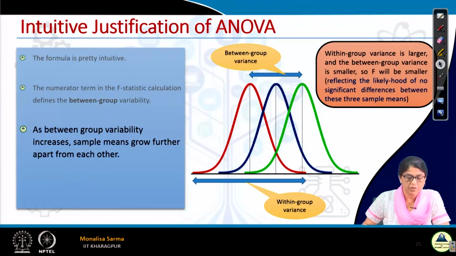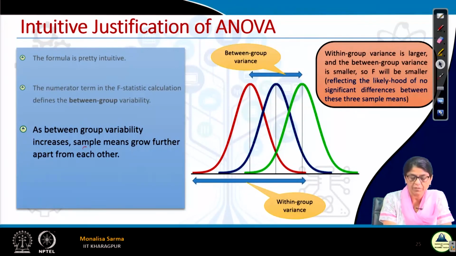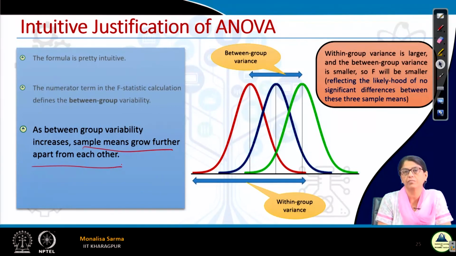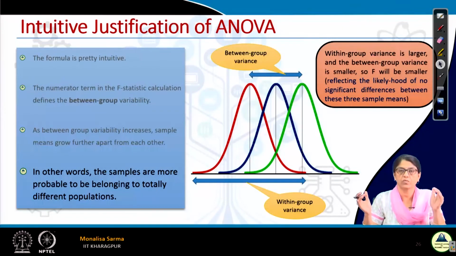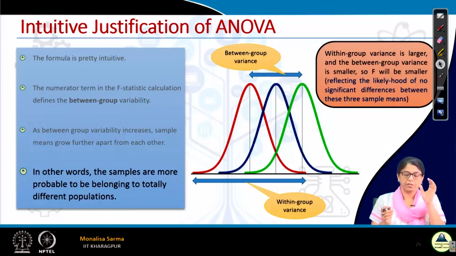Okay. As between group variability increases, sample means grow farther apart from each other. In other words, the samples are more probable to belong to totally different populations. If the between group variability is quite big, it is as if the samples belong to different populations. Okay. So, understood.